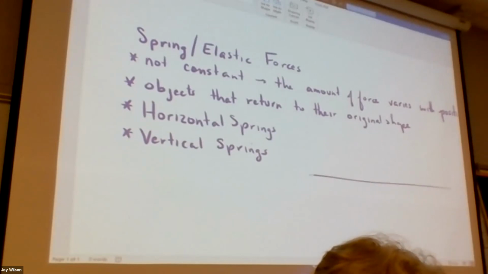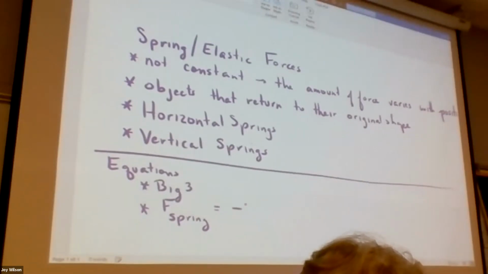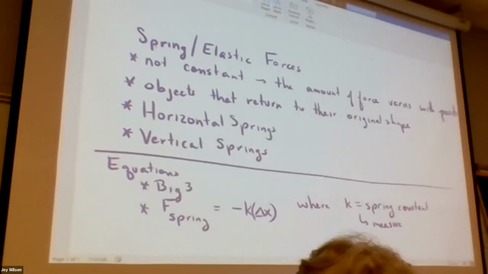The equations we'll be using are our kinematic equations, our big three, and our force due to a spring, which is F = -kΔx, where k is called the spring constant. It measures the stiffness of the spring.